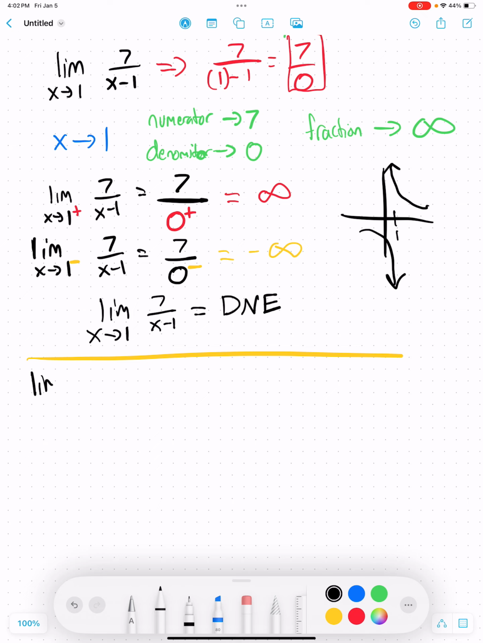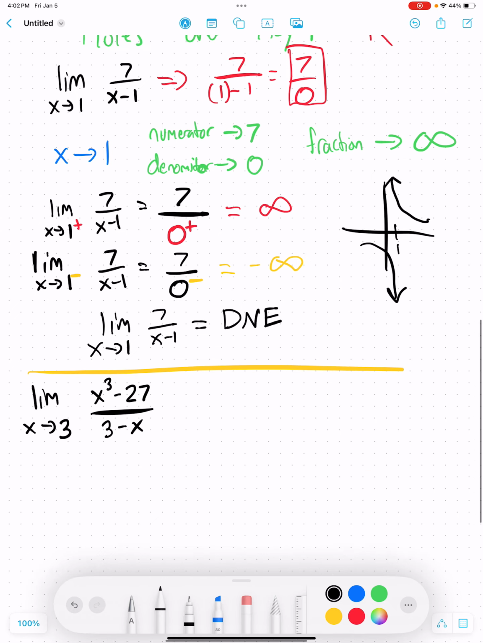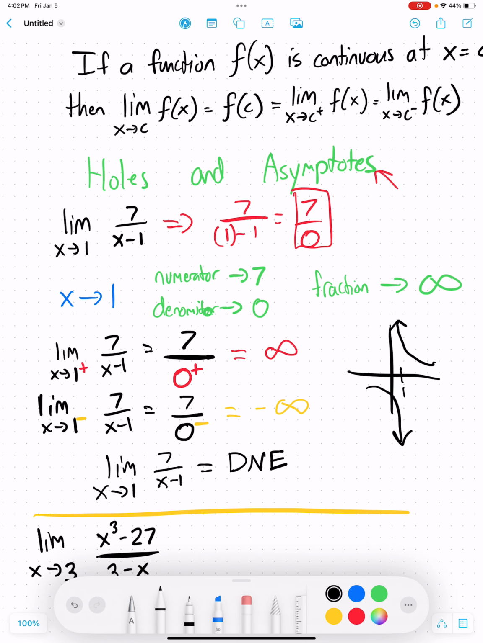Okay, let's look at the limit as x approaches 3 of x cubed minus 27 over 3 minus x. So once again, you might be able to quickly see, yep, I've got a discontinuity here, but I would still tell you, first step, assume it's continuous and plug in the value. See what you get. Okay? Because like we saw in the previous example, plugging in the value still helped me get to a good idea pretty quickly that I was working with an asymptote.